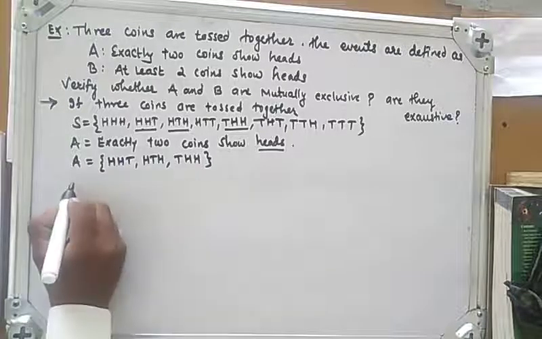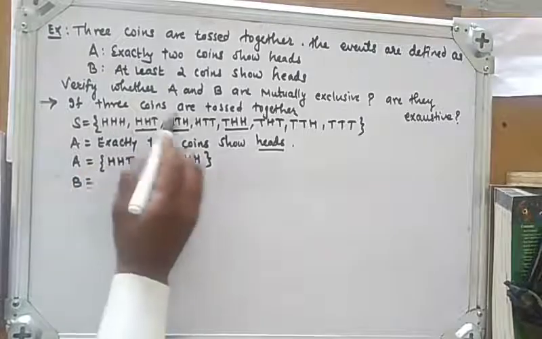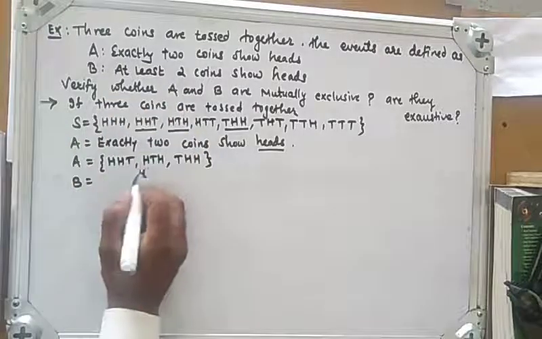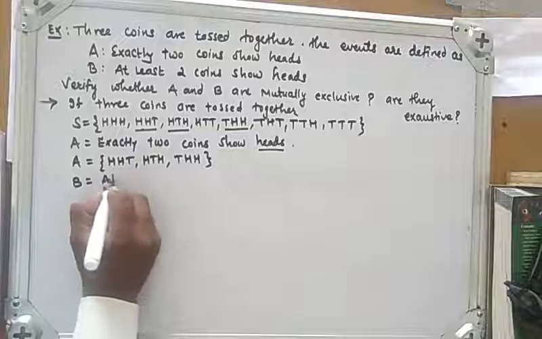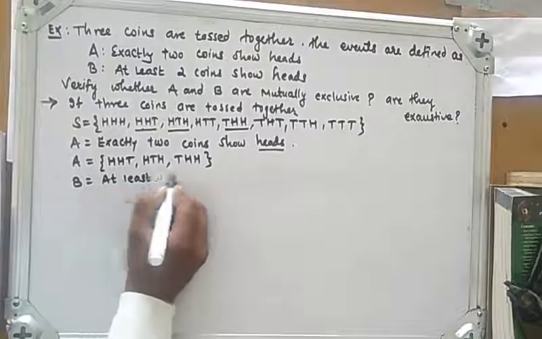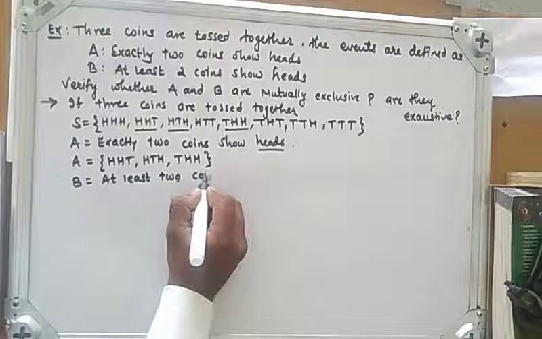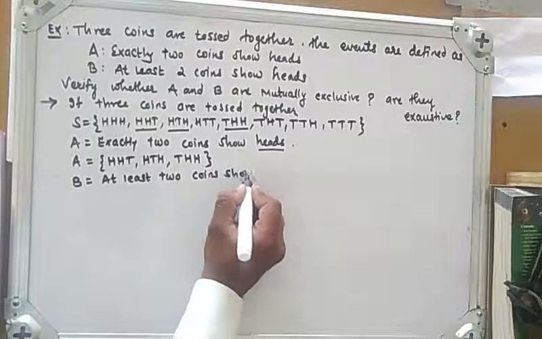Now next, B is the event. What is the event? At least 2 coins show heads.